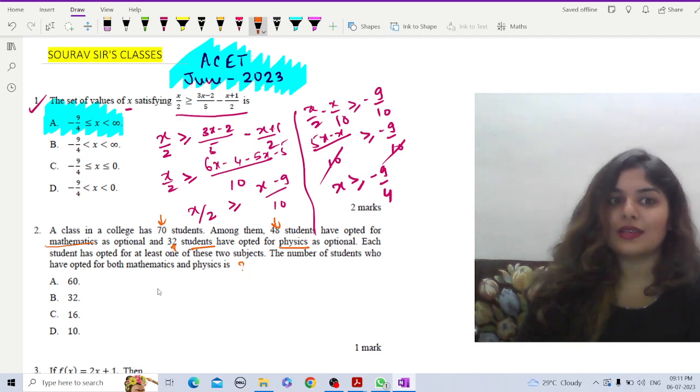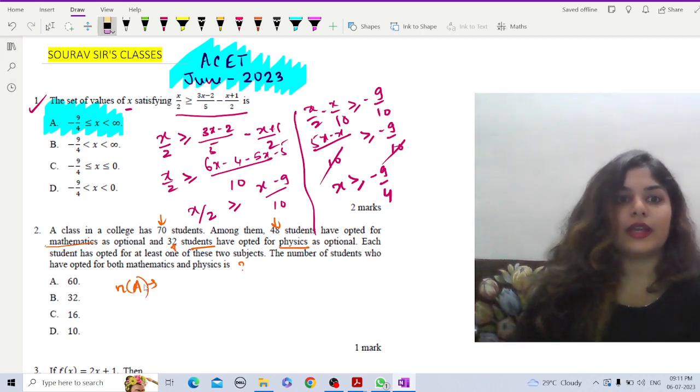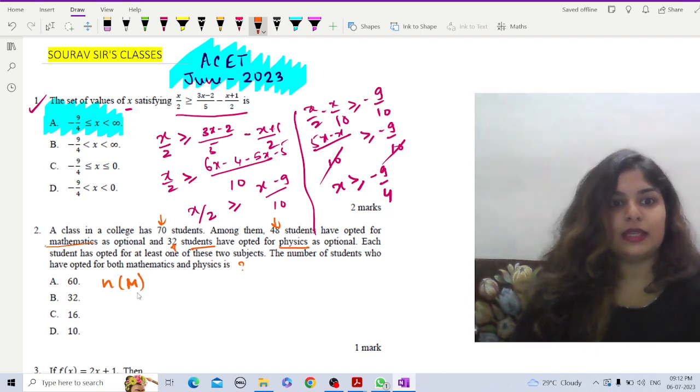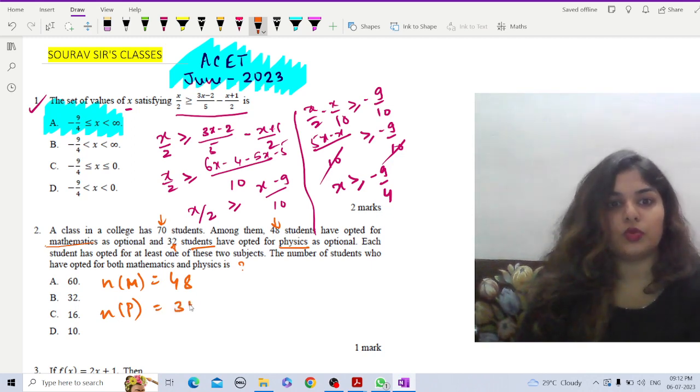Let us denote by NM the number of candidates who opted for maths, taking M and P for maths and physics. That is, we have 48. And the number of those who opted for physics is 32, right?